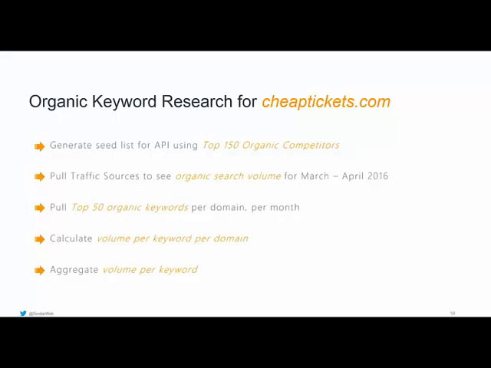So to start with, we're going to go back to cheaptickets.com. We're going to generate a seed list using our top 150 organic competitors. This is the same section we used in the previous use case. We're going to pull traffic sources to see each of those domains' organic search volume for March and for April of 2016. For each of those domains, we're going to pull the top 50 organic keywords. Then we're going to calculate volume per keyword for each domain. And finally, we're going to aggregate the volume per keyword. That may sound a little complex now, but we're going to do it step by step, so hopefully it will become clearer.